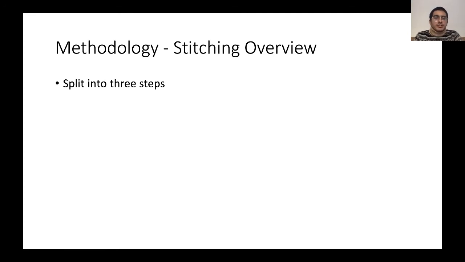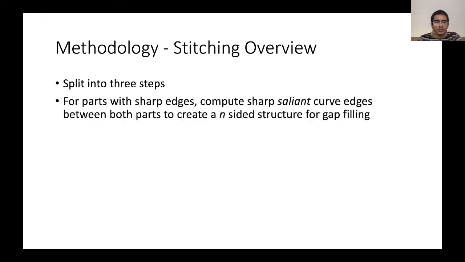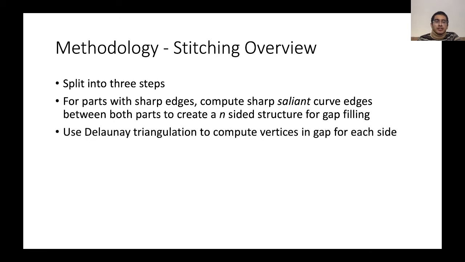As for stitching now, stitching is split up into 3 steps again. The first step essentially involves computing the salient curve structure, which will be discussed soon. Essentially you would compute a structure that preserves the sharp edges between the 2 parts. And then, using these edges, you would use line triangulation to fill these sides in 2D, which would fill up the gap between both of the parts.